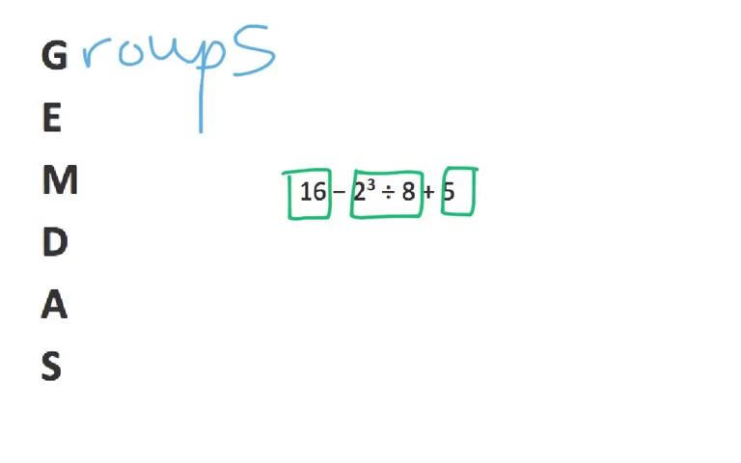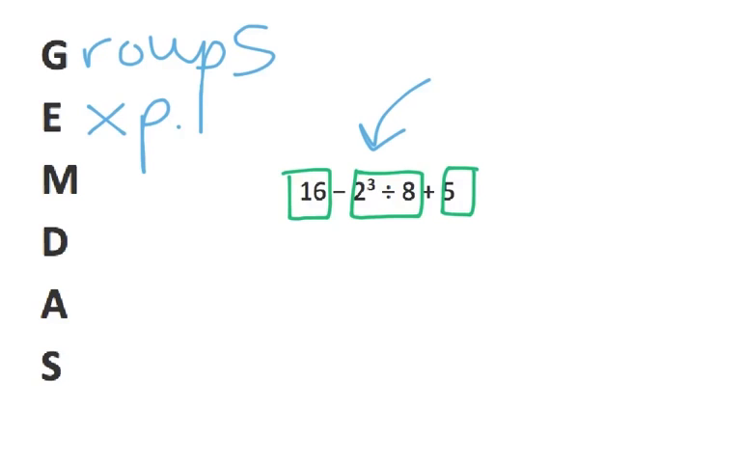Do you see any grouping symbols in this expression? There really aren't. No parentheses, no brackets, anything like that. The E in GEMDAS stands for exponents. Do you see any exponents in any of my terms in this expression? Well, yeah, there is this little one here, okay? So we'll come back to that in a second.